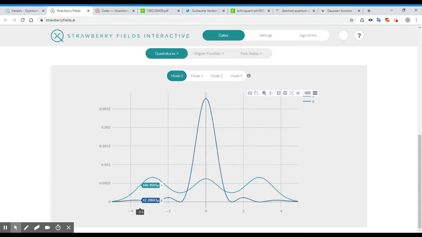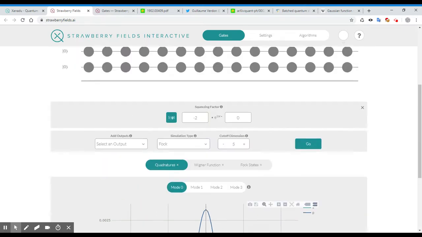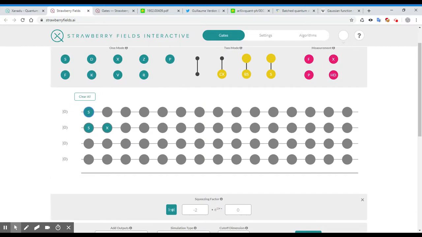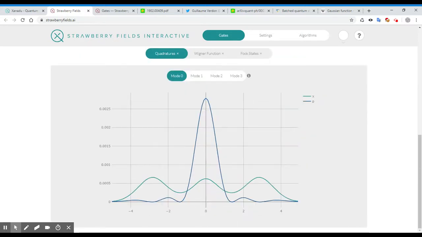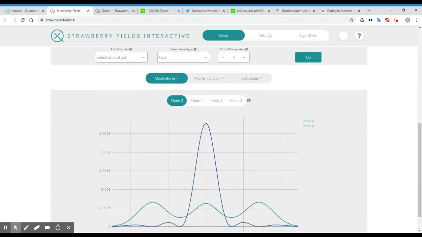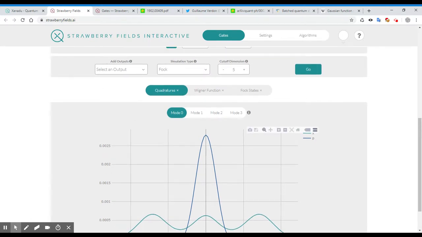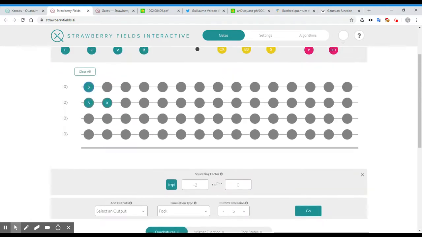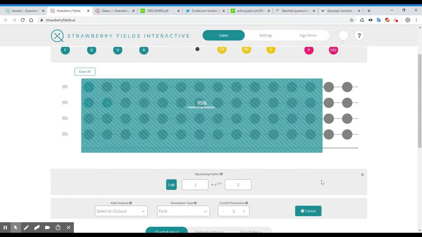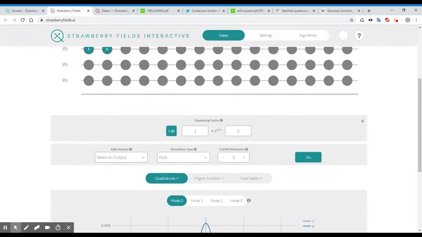I mean, they're just kind of flat and wide, I would say. If I squeeze momentum, then I'm creating uncertainty with position. So that's what I want. So if this stays like that, and I do something like this, exactly. What if I do 4?